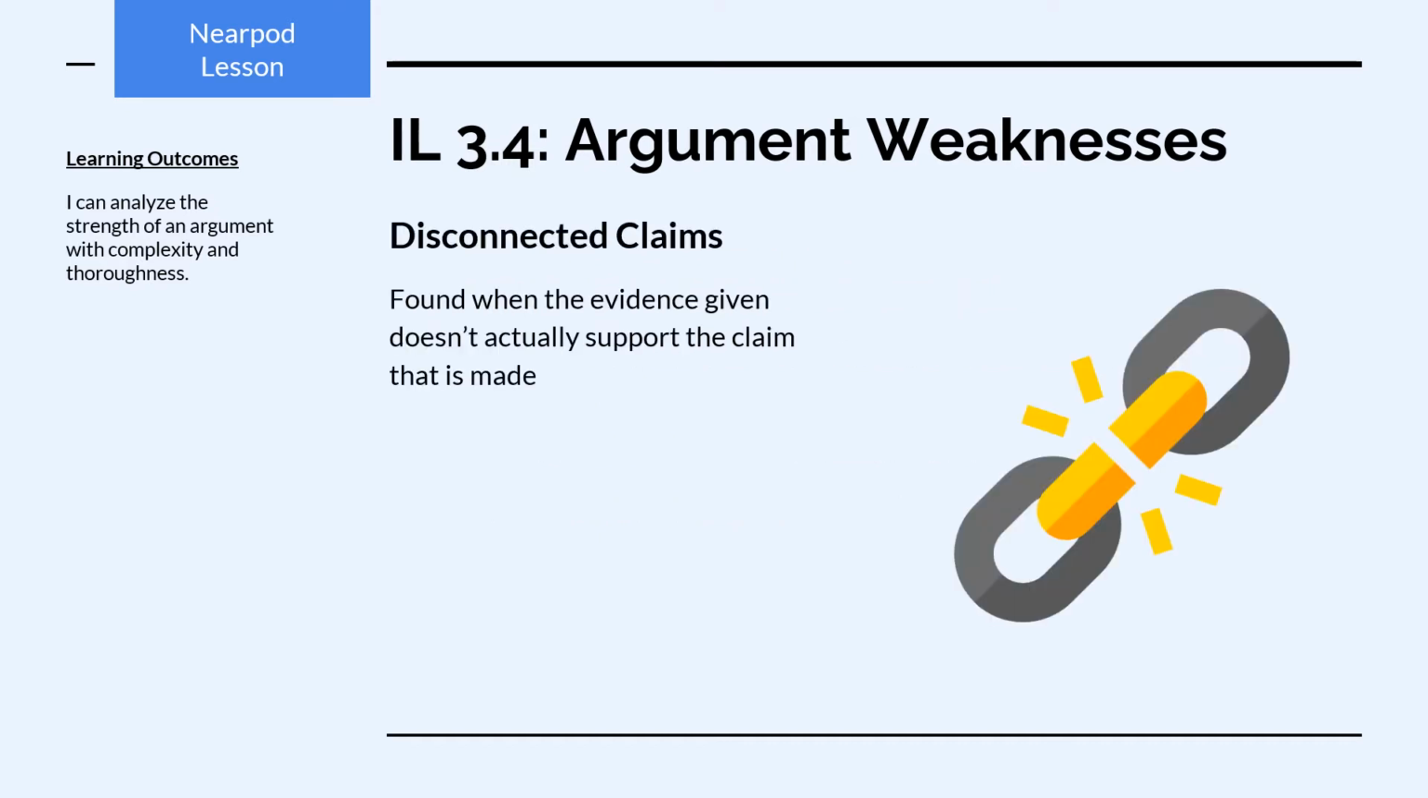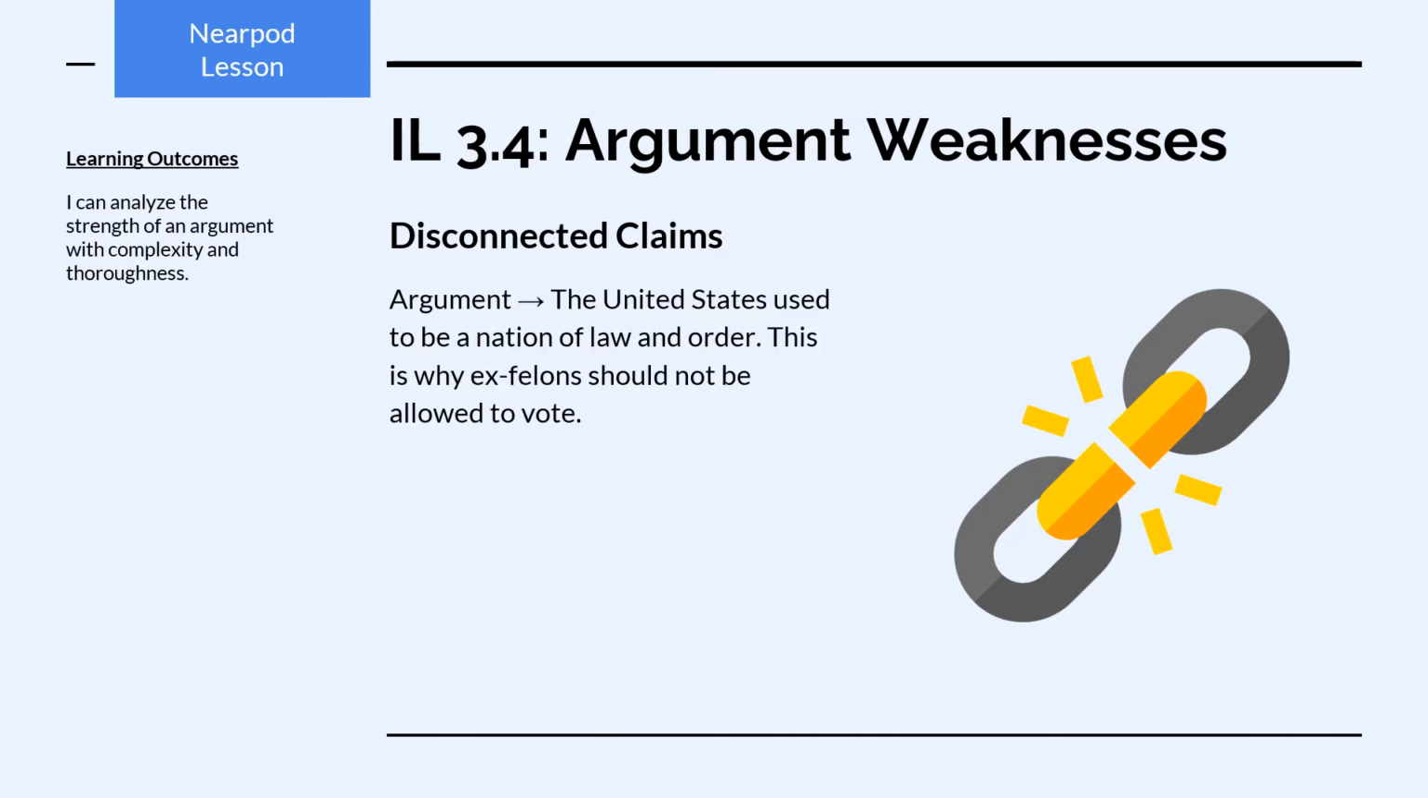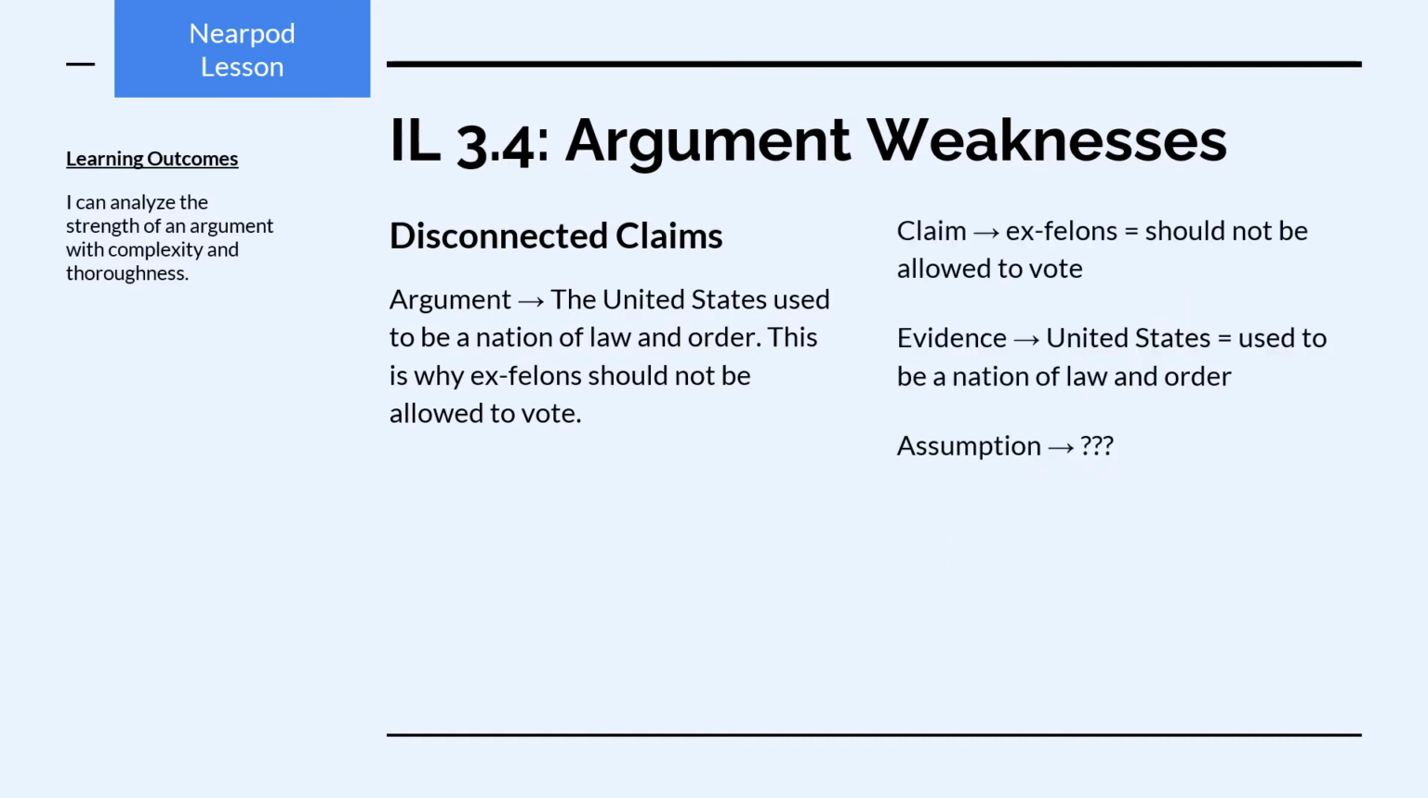Let's begin with disconnected claims, which are found when the evidence given doesn't actually support the claim that is made. For example, if I were to make this argument that the United States used to be a nation of law and order, this is why ex-felons should not be allowed to vote. My claim here is that ex-felons should not be allowed to vote, or ex-felons equals should not be allowed to vote. And my evidence is that the United States used to be a nation of law and order, or United States equals used to be a nation of law and order.